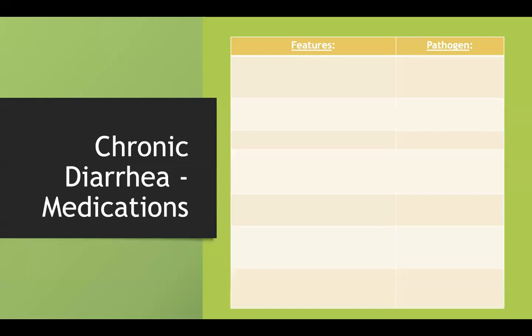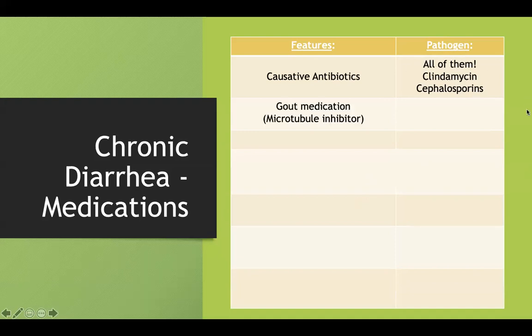Let's go over some medications that might cause chronic diarrhea before we move on. So which antibiotics can cause it? Because you're altering your GI gut flora, pretty much any antibiotic could cause diarrhea. They like clindamycin and cephalosporins especially, and they like clindamycin for C. diff infection as well, as we saw. Actually, they like both of these for C. diff technically as well. Which gout medication is responsible for diarrhea? The microtubule inhibitor, that's colchicine.